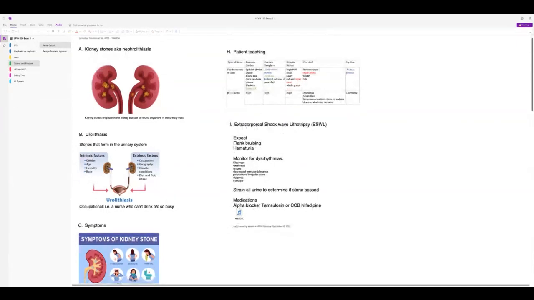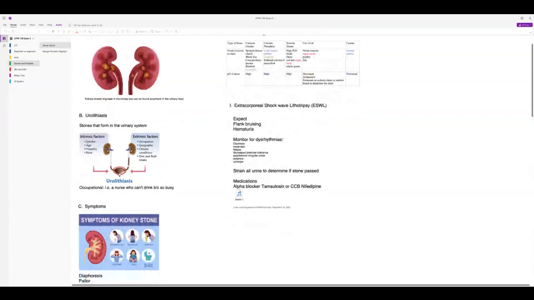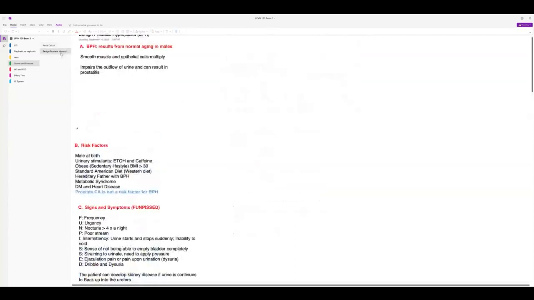And I talked about this in cholecystitis. So you're going to expect flank bruising after and hematuria and monitor for dysrhythmias because this shockwave can interrupt the electricity of the heart. Okay. So strain all urine after to determine if the stone passed. So that's important.